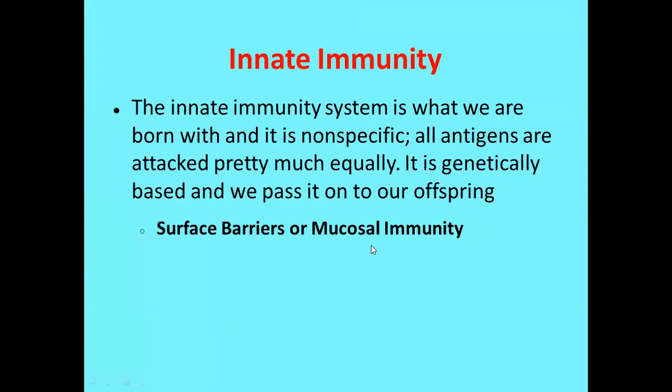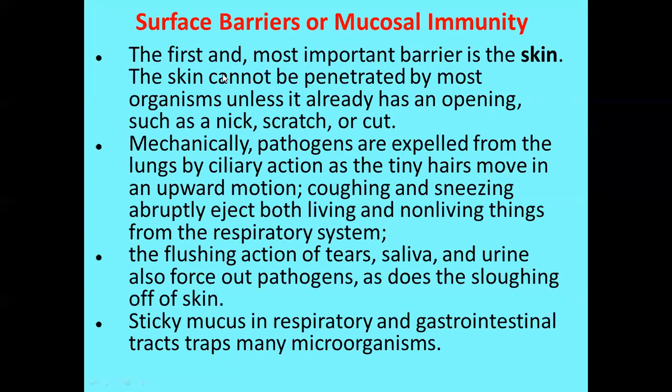Now, innate immunity is the system we are born with, and it is non-specific, where all antigens are attacked pretty much equally. It is genetically based, and we pass it on to our own offspring. Surface barriers include mucosal immunity. It is specific for some individuals or some herd.